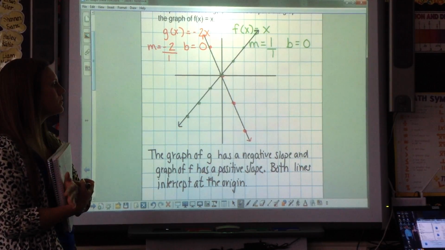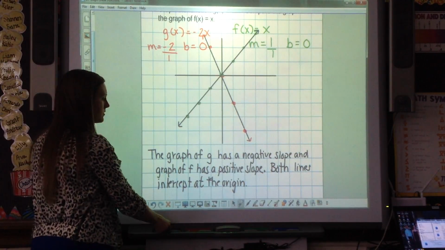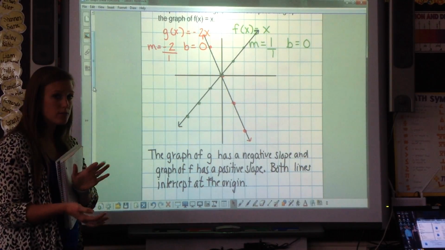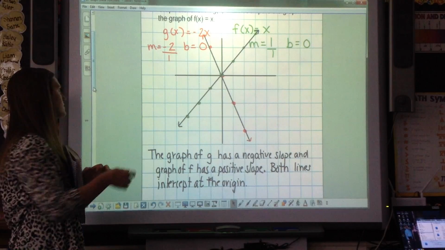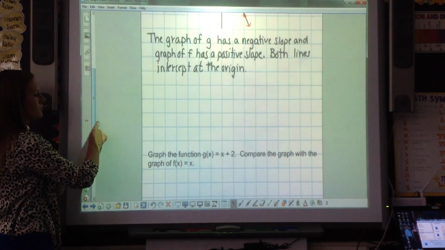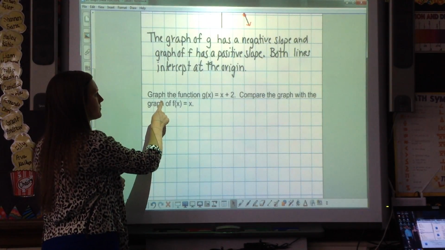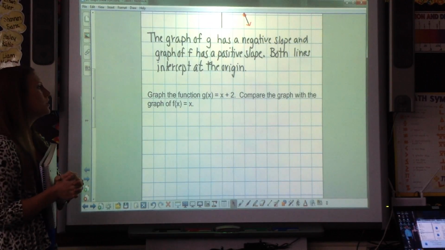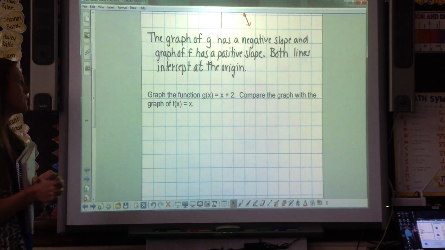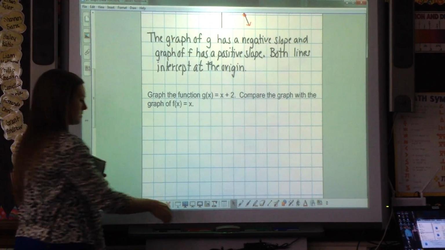Okay. Let's do another one of these together. When it says compare, you have to write sentences. So you were thinking that now. Yes, you're going to be writing sentences. Okay, here's the next one. Graph the function g of x equals x plus 2, and then compare the graph with the graph of f of x equals x. Okay, so here we go again.